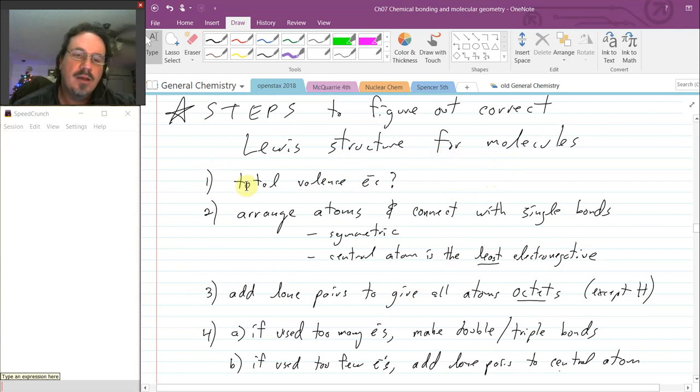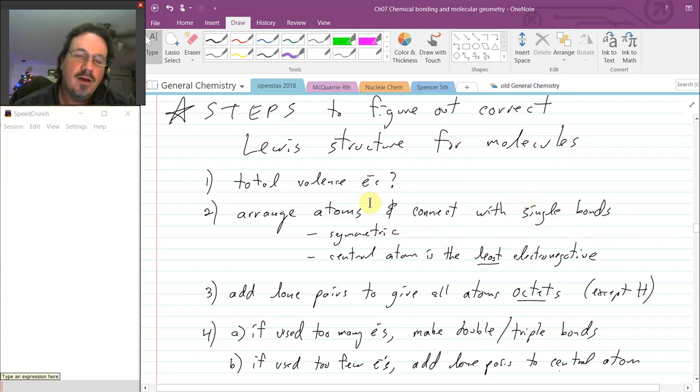Number one, count the total number of valence electrons. Just count them up. That's for every single atom that's going to be part of this molecule. Just get a grand total. Number two, arrange them more or less symmetrically, if at all possible, and connect everything with single bonds.